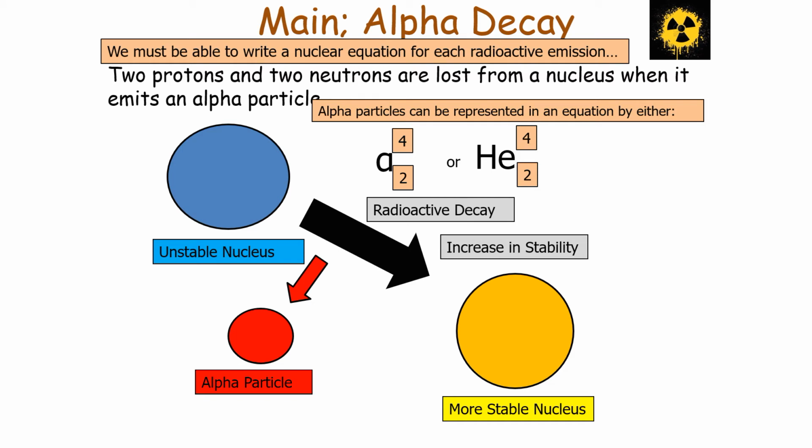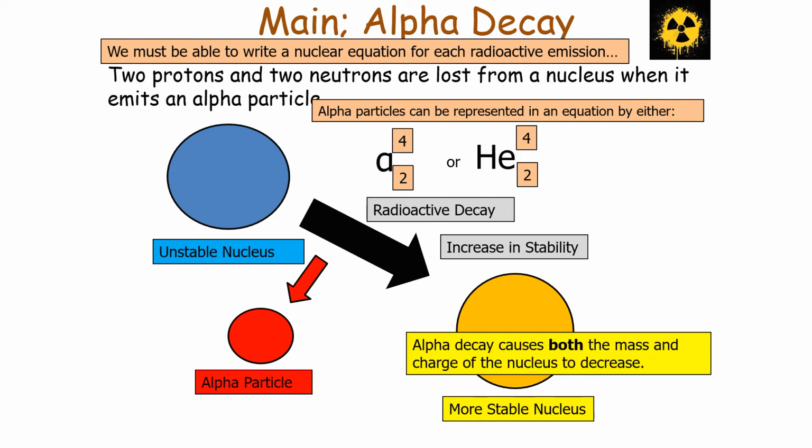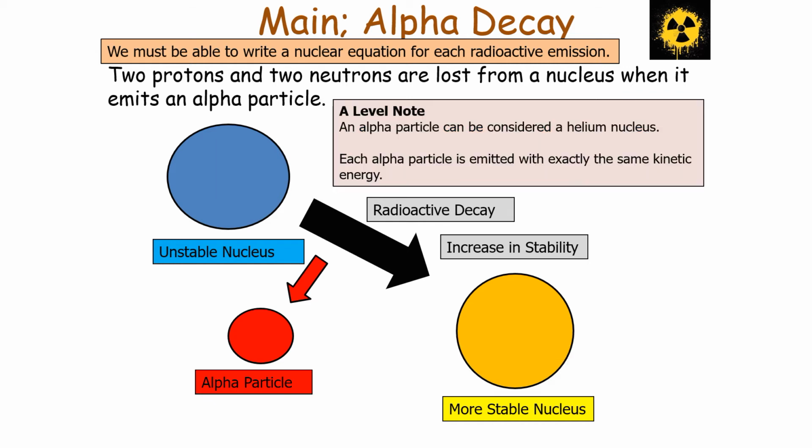Now alpha particles can be represented with either of the following symbols, alpha 4 2 or He 4 2. It's important why this is the case, because alpha particles are just helium nuclei. Alpha decay causes both the mass of the nucleus and the charge of the nucleus to decrease. It's important to note that an alpha particle can be considered a helium nucleus, and each alpha particle is emitted with exactly the same kinetic energy.